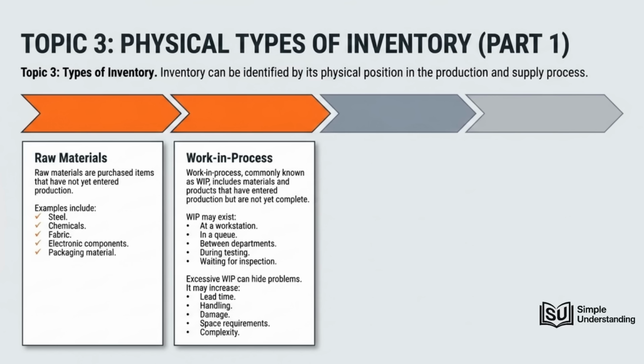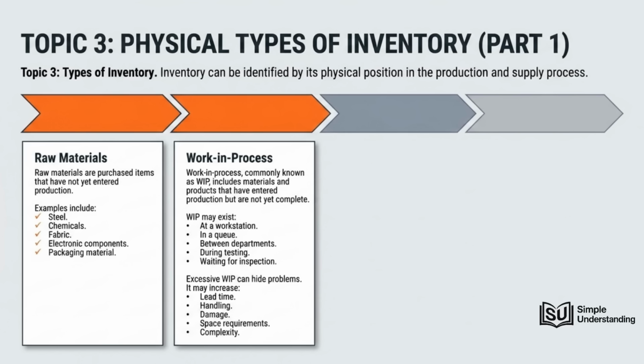Inventory can be identified by its physical position in the production and supply process. Raw materials. Raw materials are purchased items that have not yet entered production. Examples include steel, chemicals, fabric, electronic components, packaging material.